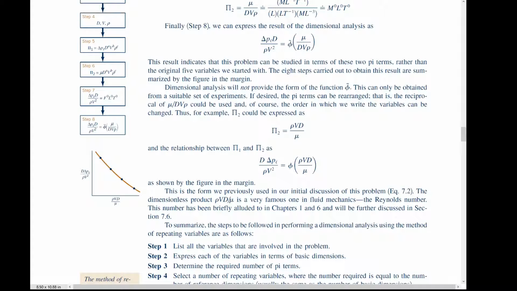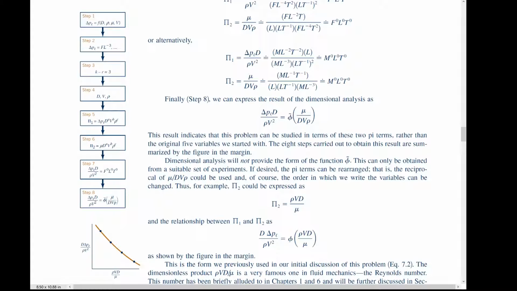This result indicates that this problem can be studied in terms of these two pi terms, rather than the original 5 variables we started with. The 8 steps carried out to obtain this result are summarized by the figure in the margin, over there to the left. Dimensional analysis will not provide the form of the function phi. This can only be obtained from a suitable set of experiments.